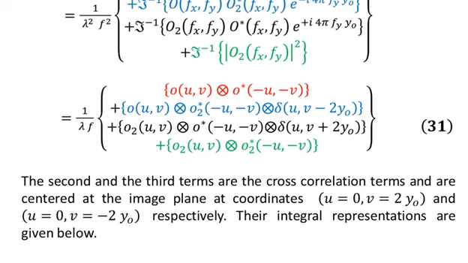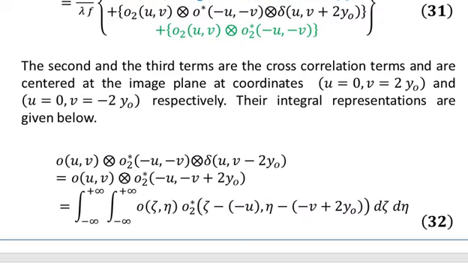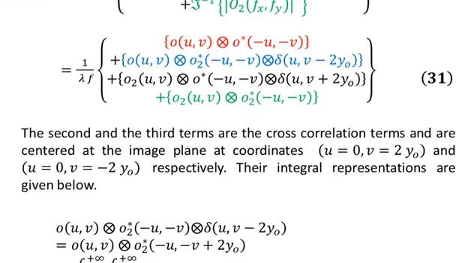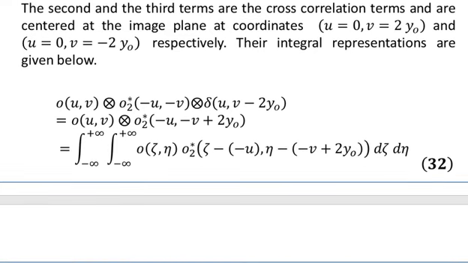Their integral representations are given below. So we are going to give the integral definitions of the second term and the third term. The integral representation for the second term is shown in equation number 32. In the second step of equation 32, we have carried out the convolution between O2 star and the delta function. That is, the arguments u and v in O2 star will be replaced by the arguments of the delta function as shown in the second step. Then in the third step, we have given the integral definition of the convolution between O and O2 star, which is shown in the last step of equation number 32.